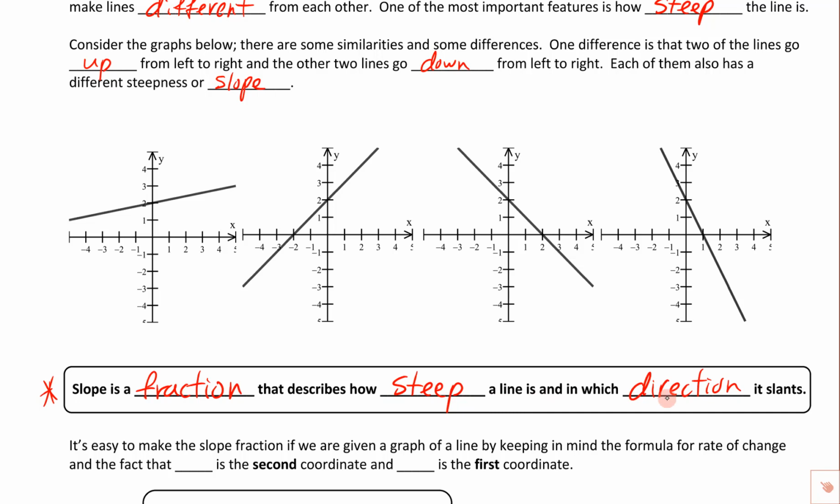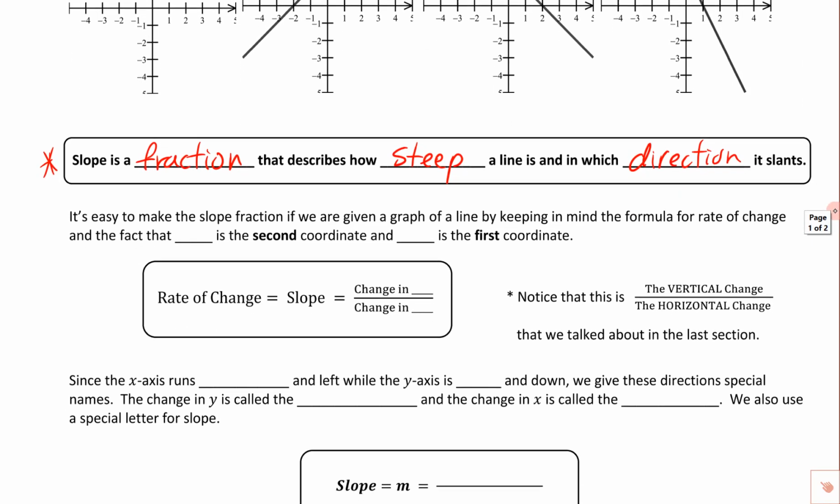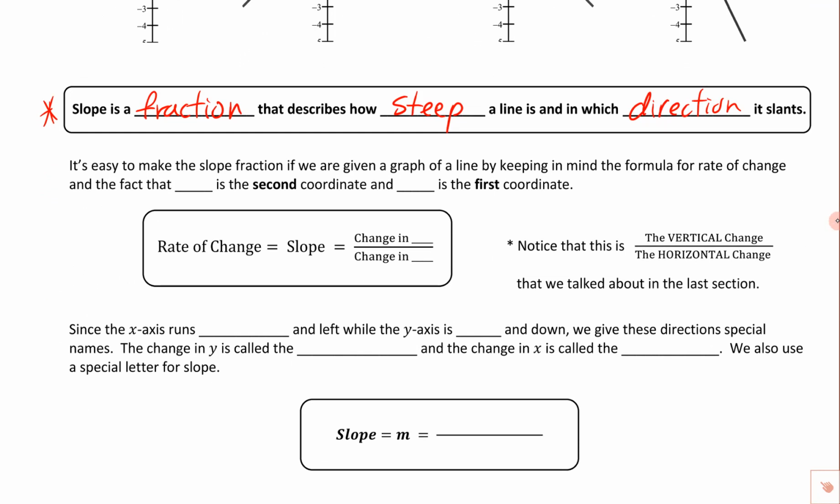It does two things. It tells us how steep it's slanted or how shallow it is, and it also tells us which direction it slants. Does it go up from left to right, or does it go down from left to right? Okay. So let's take a look at this next part right here, and we're going to try and make this as easy as we possibly can.